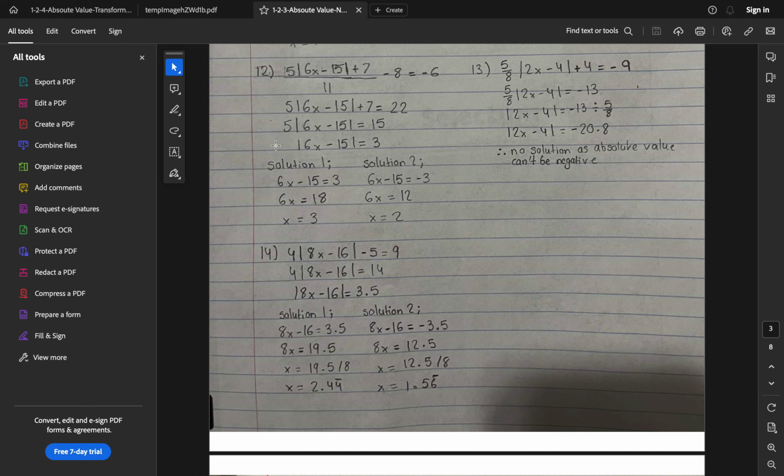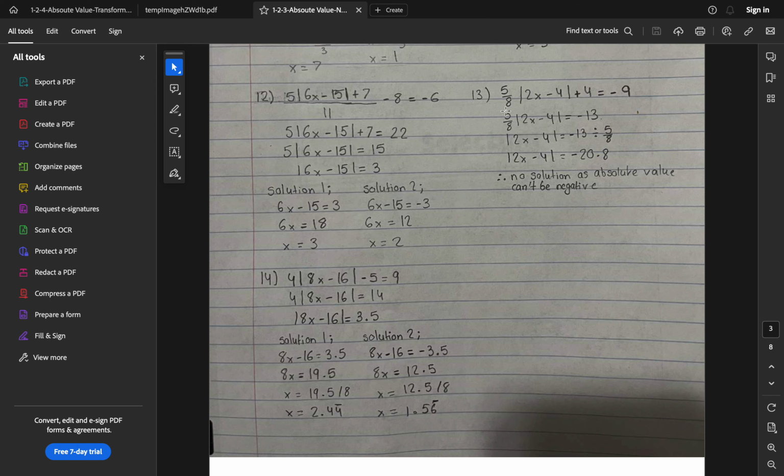Once again, two solutions. The positive solution is equivalent to 3, and the negative solution is equivalent to negative 3. We isolate for both. For this one, we isolate first. We get 6x is equivalent to 18. 18 divided by 6 is equivalent to 3, so x is equivalent to 3. Solution number 2, we have 6x minus 15 is equivalent to negative 3. It becomes 6x is equivalent to 12, which becomes x equivalent to 2.